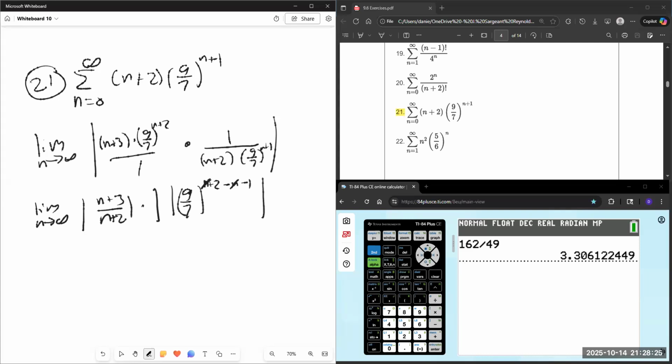So this is going to be the absolute value of 9/7 times the limit as n goes to infinity of the absolute value of (n plus 3) over (n plus 2). This is 9/7 times 1, which is 9/7, which is greater than 1. So this diverges.